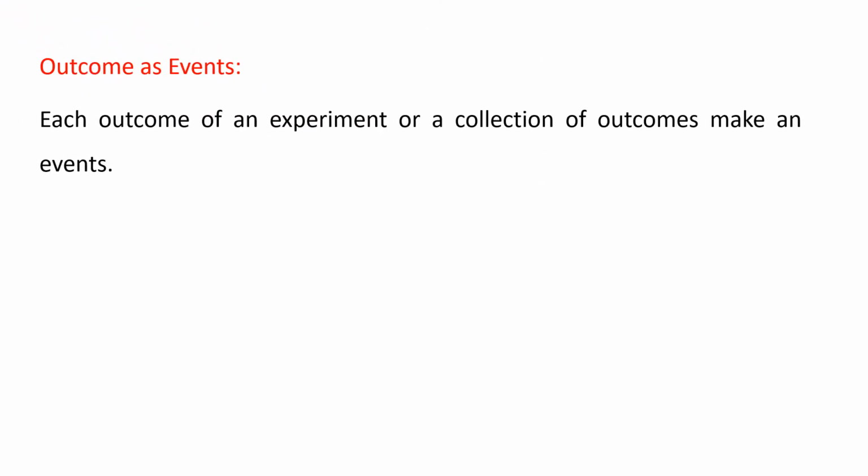Now the next term, outcomes as events. Each outcome of an experiment or a collection of outcomes makes an event. I said outcome means the result of a single trial. So first trial, then second trial, then third trial, I was doing all this. So there are first outcome, second outcome, third outcome, right? All these outcomes together form an event.